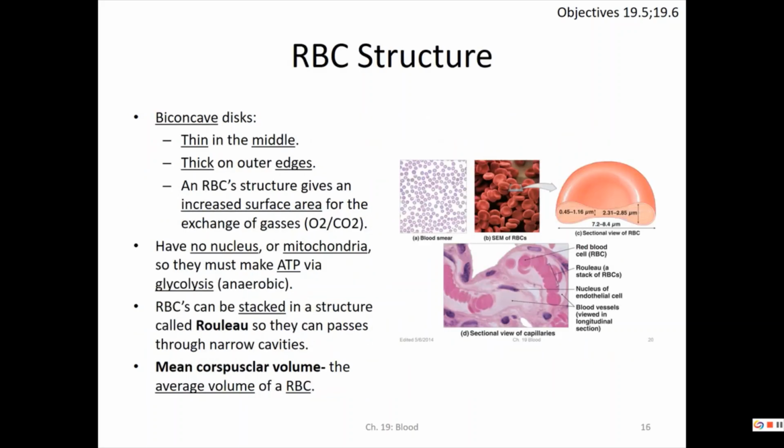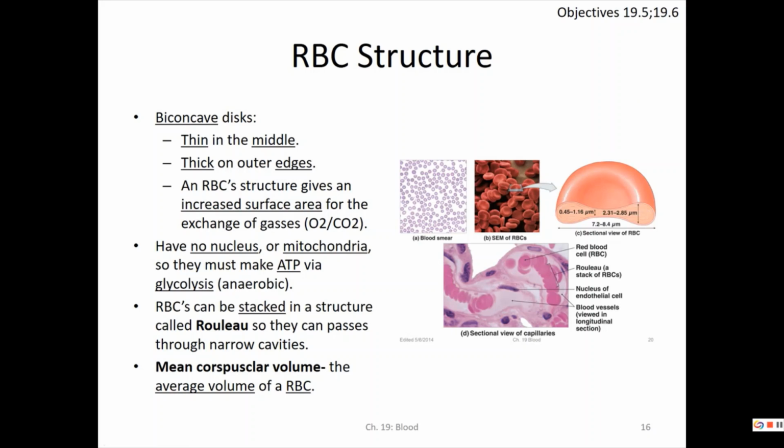Now red blood cells are kind of like squished donuts. They don't have a hole in them, but they're squished. They're thin in the middle, thick on the edges. Imagine a donut that doesn't have a hole going through it, just a squished donut. So it's thin in the middle, thick on the edges, increasing the surface area. This has more surface area than just a flat disc.